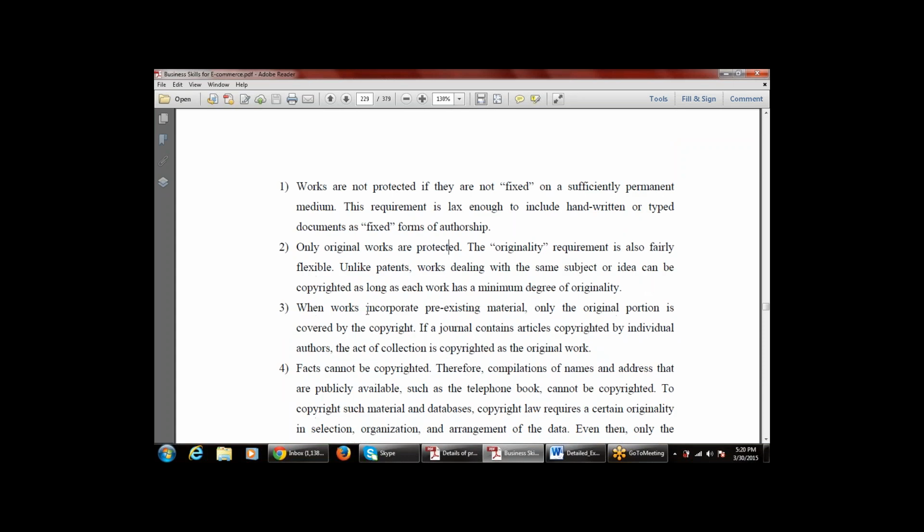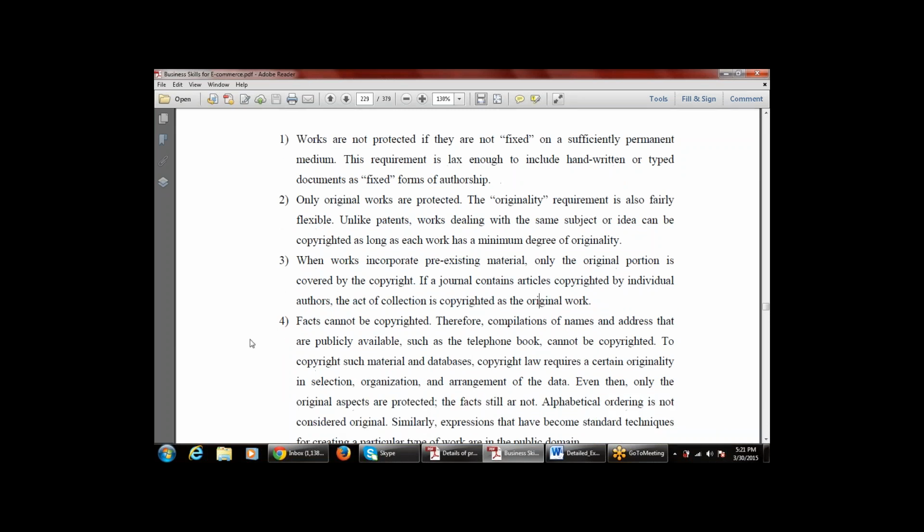Third, when works incorporate pre-existing material, only the original portion is covered by the copyright. If a journal contains articles that are copyrighted by the individual authors, the act of collection is copyrighted as an original work.